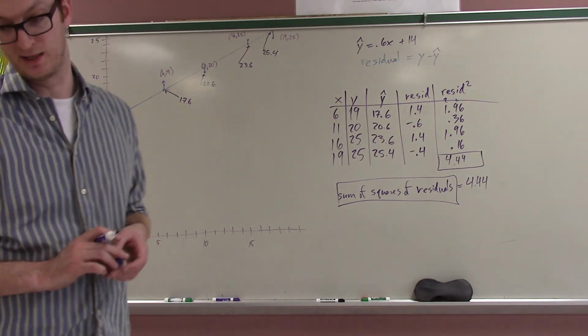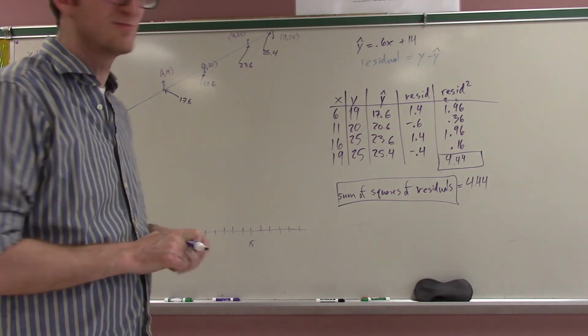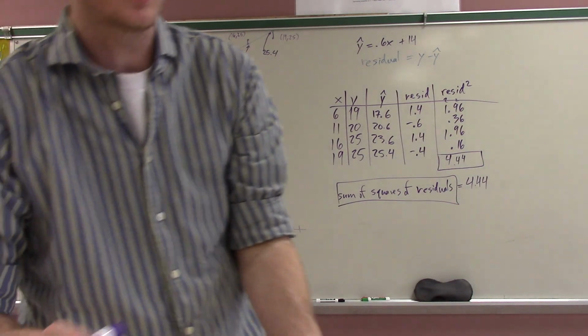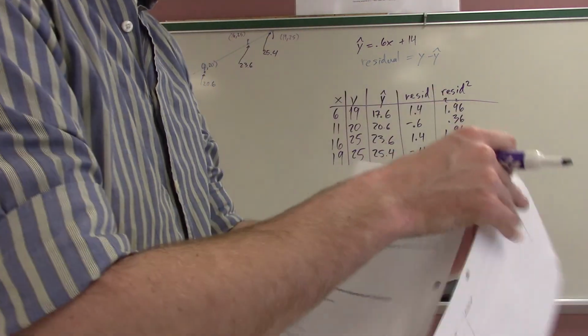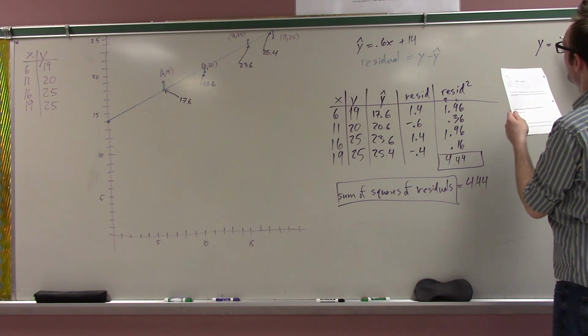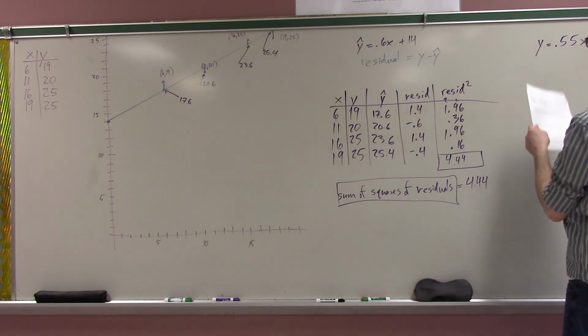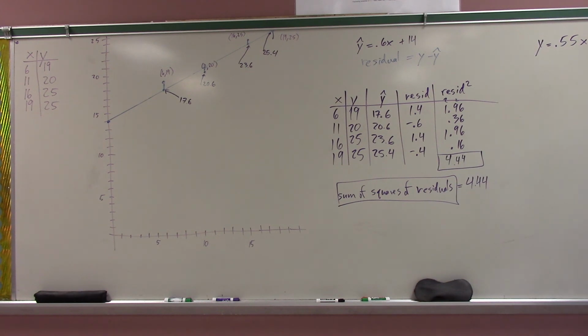line is a good line or not. I'm looking for the line which minimizes the sum of the squares of the residuals. Is this good? I don't know, let's find out. Turn to the next page, and on the next page, same data. Now we have a different linear model. Please do this computation again. For each of these points, predict the y value, find the residual, take the sum of the squares of the residuals.